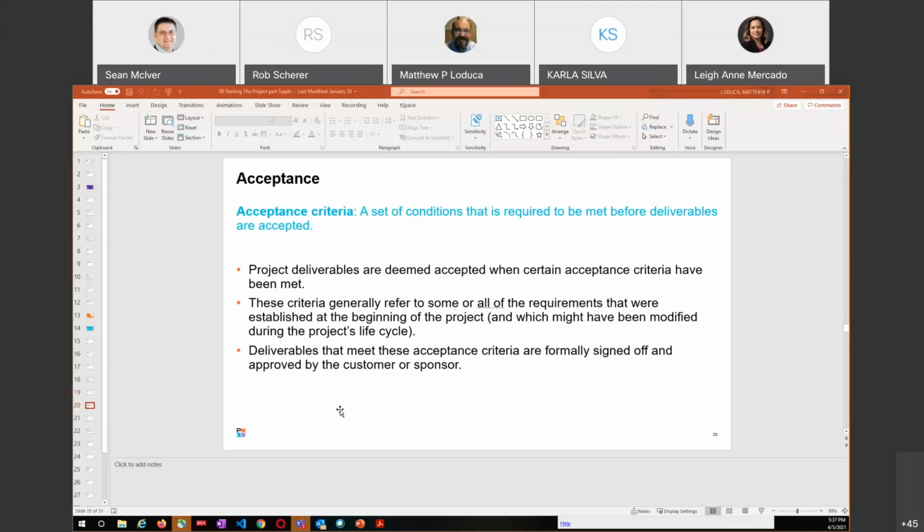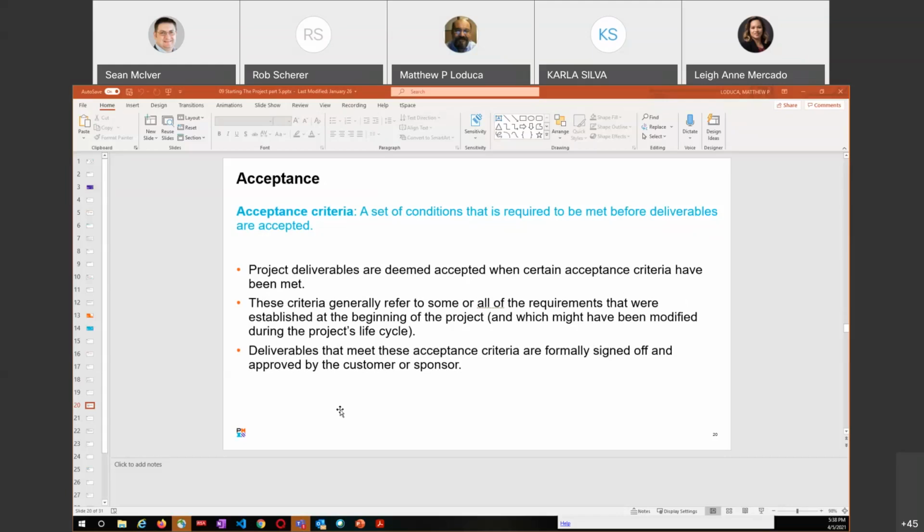Acceptance criteria: a set of conditions that are required to be met before deliverables are accepted. This is something we determined way early on. People said, in Agile we have a user story and the general format: as the client, I want this to do this so that I can do this. And the acceptance criteria probably has something to do with the "so that I can do this."